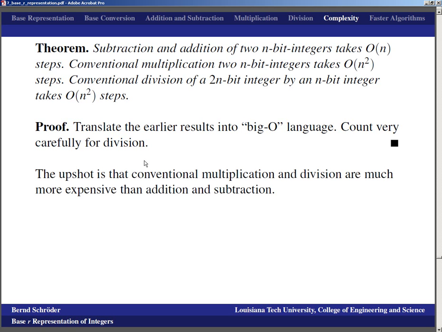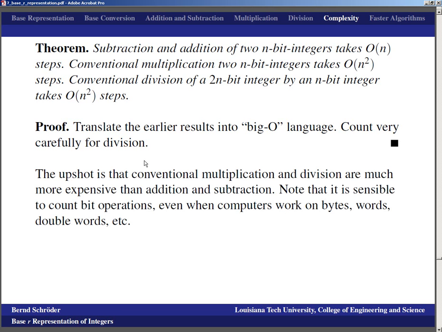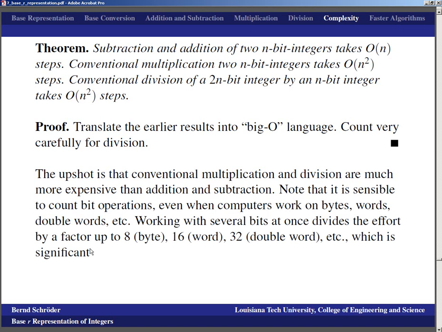Okay, so the upshot is that conventional multiplication and division are much more expensive than addition and subtraction. Also, as a side note, it certainly is sensible to still count bit operations even when computers work on bytes, words, double words, and so on, because when a computer, as it should, works with several bits at once, that divides the effort by a factor of up to 8 for bytes, or 16 if you work with words, or 32 if you work with double words, which certainly is significant.